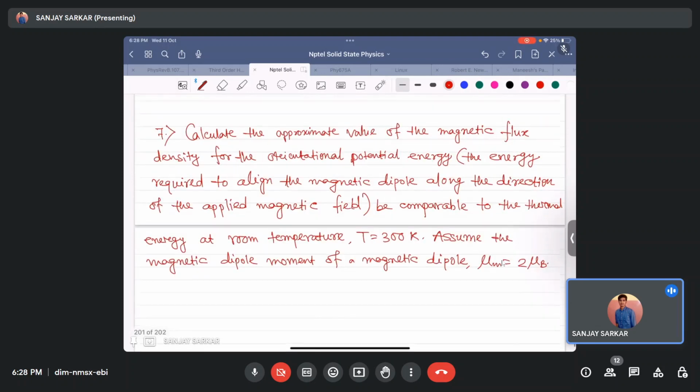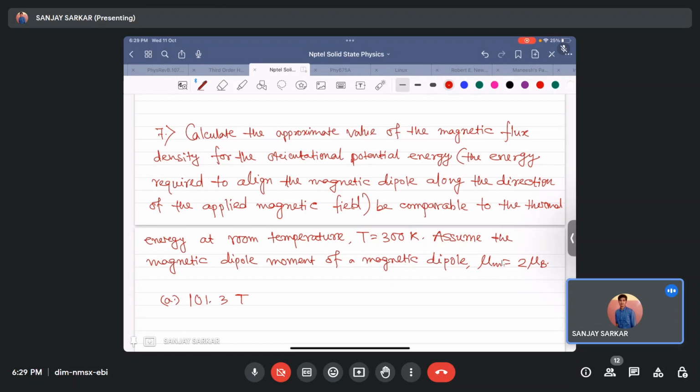So the question is: calculate the approximate value of the magnetic flux density for the orientational potential energy, the energy required to align the magnetic dipole along the direction of the applied magnetic field, to be comparable to the thermal energy at room temperature, where T is 300 Kelvin. Assume the magnetic dipole moment is mu m equal to 2 mu B. Mu B is the Bohr magneton, equal to 9.27 into 10 to the power minus 24 ampere meter square. And Boltzmann constant you already know. Using this information, please calculate. These are the given options.